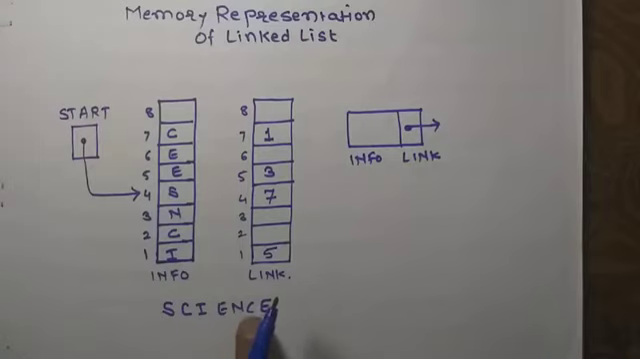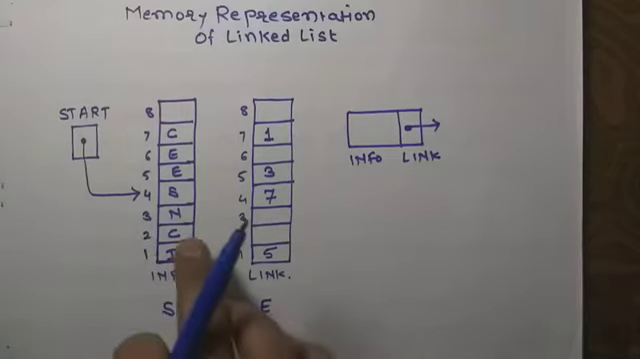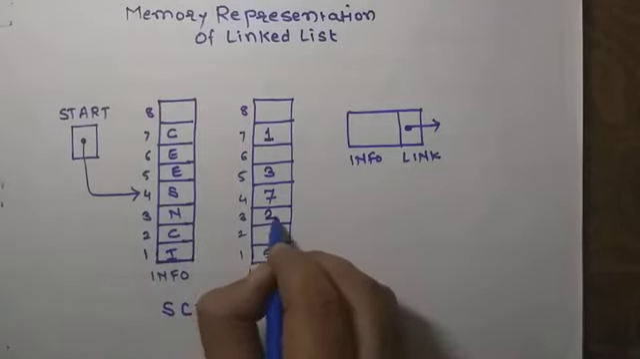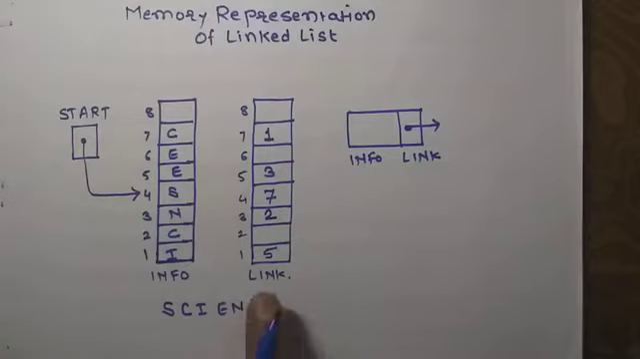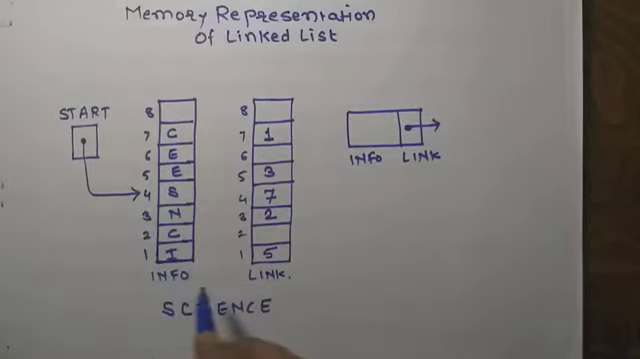Now here it is C. Where is C present? C is present in the 2nd memory location. So here link of 3 is 2. What is info of 2? It is C. So what is link of 2? Link of 2 will contain the address of the next node, that is E. Where is E present? E is present in the 6th memory location. So here it will contain 6.